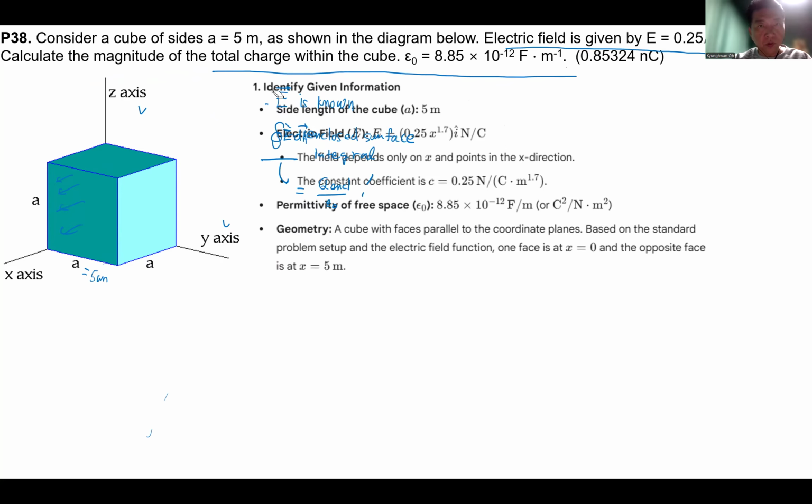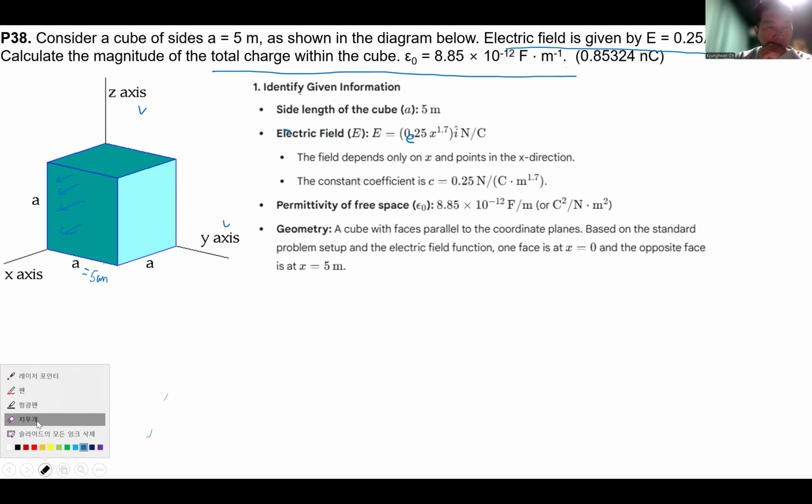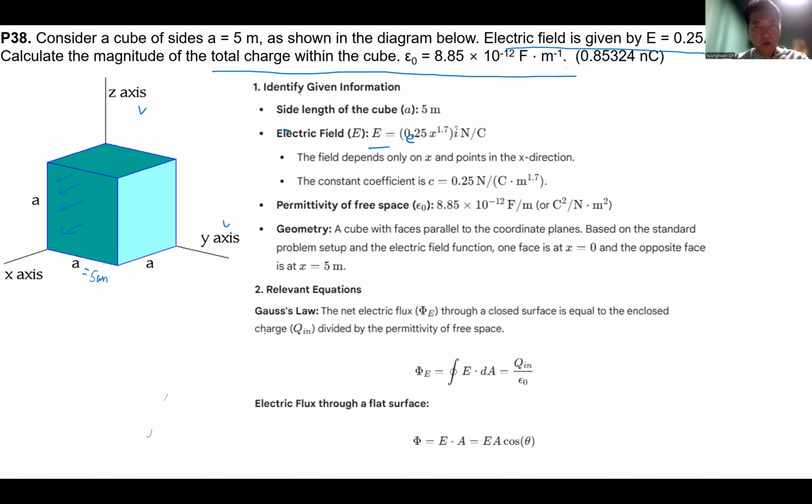So let's erase this. So let's summarize what we do know. We know this closed surface cube's dimensions, and we know what the electric field is. And what we need to do next is the calculation of the electric flux through this closed surface. It's nothing but this one.